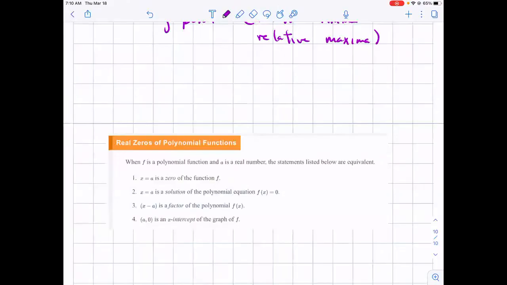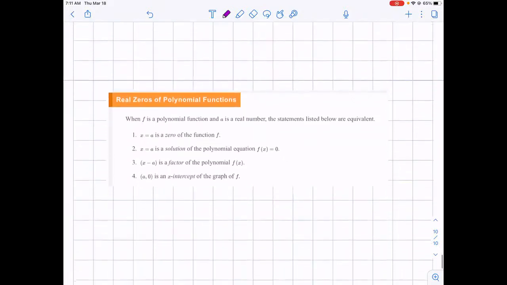So we can say that when f is a polynomial function and a is a real number, these statements below are equivalent. x equal a is a zero of the polynomial function. x equal a is a solution. So you will notice that a zero and a solution are the same thing.